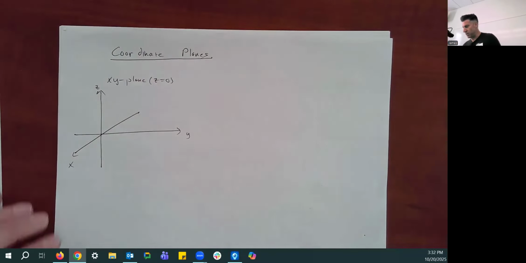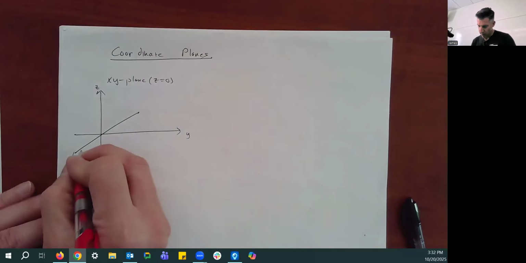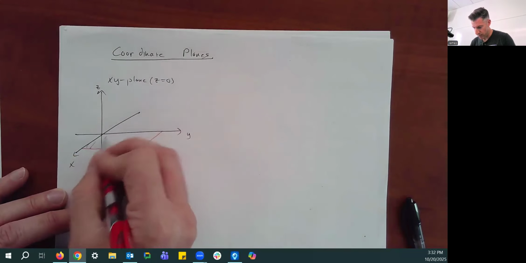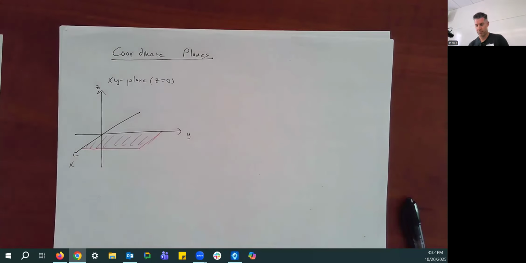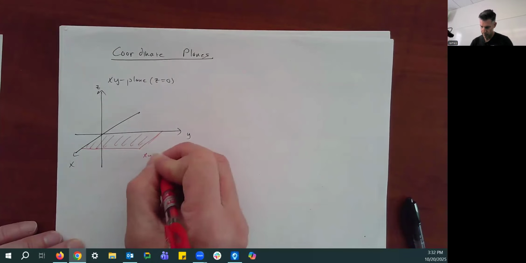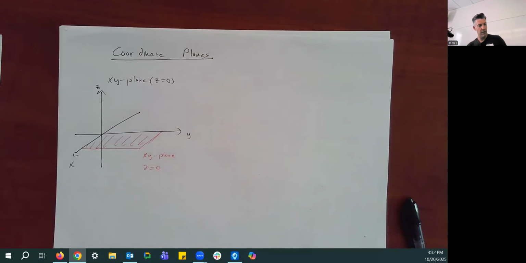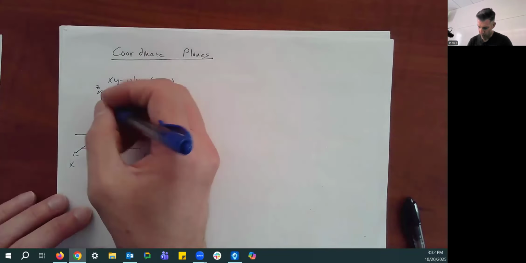And I've probably written it in the place I didn't mean to write it. I'm going to draw it down here, or I'm going to draw part of it. Here's my xy plane. And in a similar way, here's my yz plane.